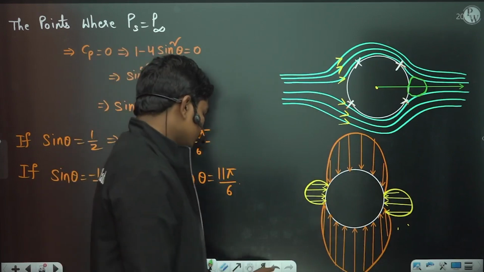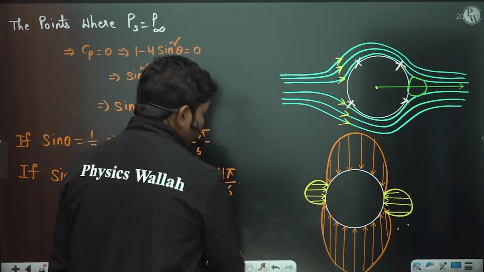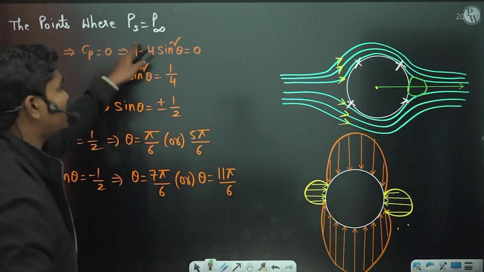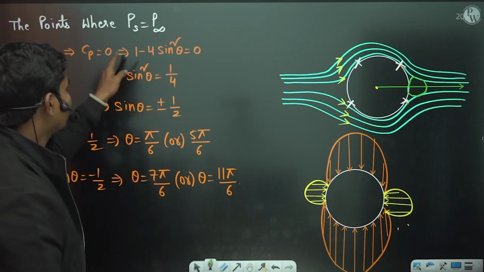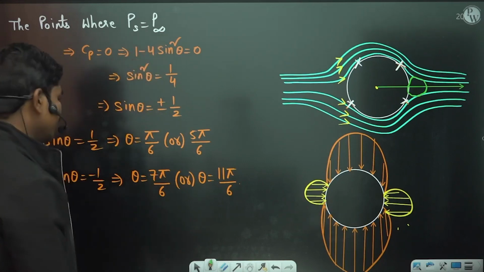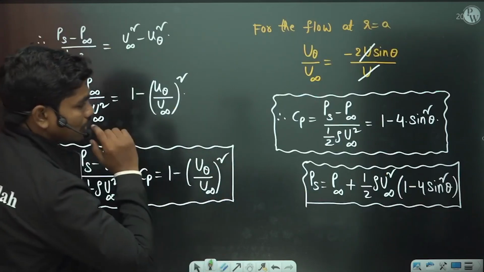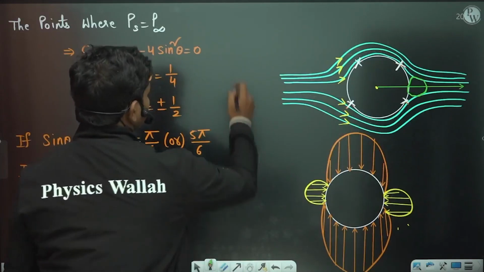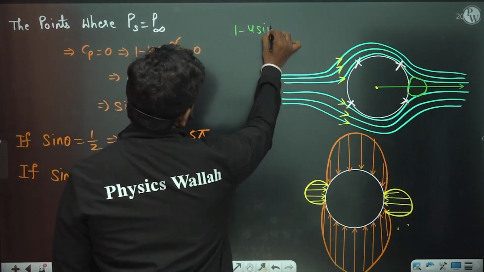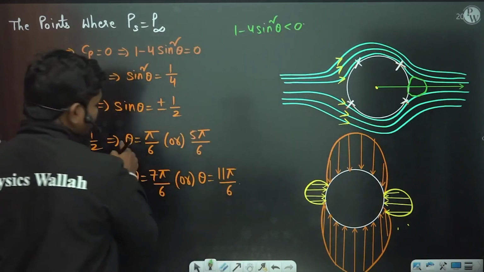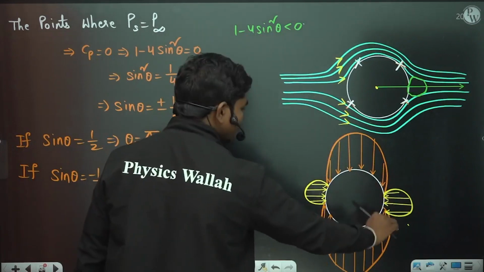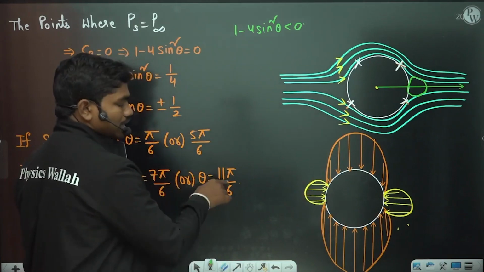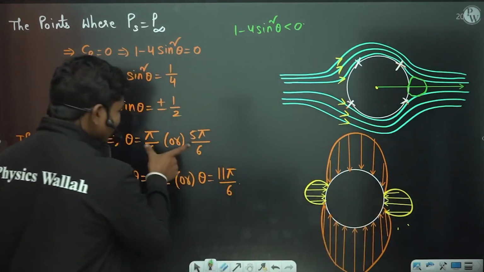In this particular region, whenever theta lies slightly to this side, let us suppose this quantity is negative. If 1 minus 4 sine square theta is negative, which means theta is less than pi by 6, which is this area, and similarly theta is between 5 pi by 6 and 7 pi by 6, and 11 pi by 6. So these are the areas in between these two angles.